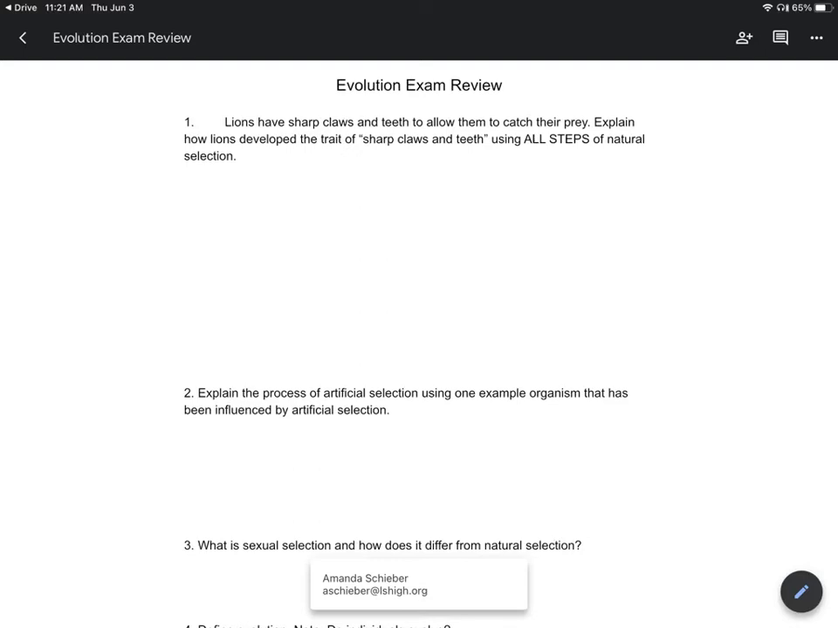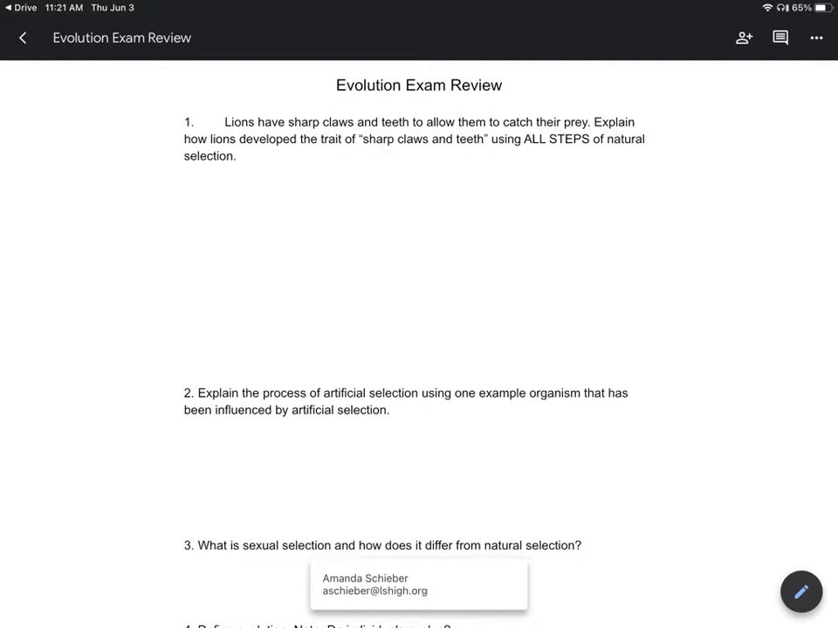Hi guys, I'm going to be going over some of the material from this evolution exam review. So the first question says, lions have sharp claws and teeth to allow them to catch their prey. Explain how lions develop this trait using all steps of natural selection.